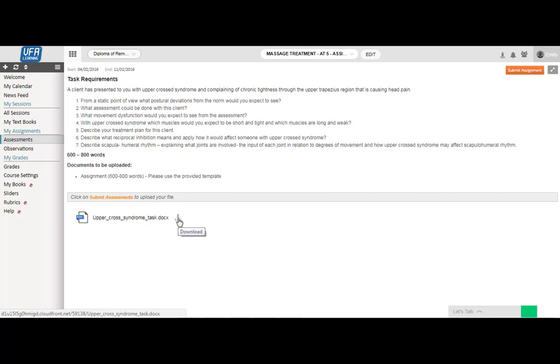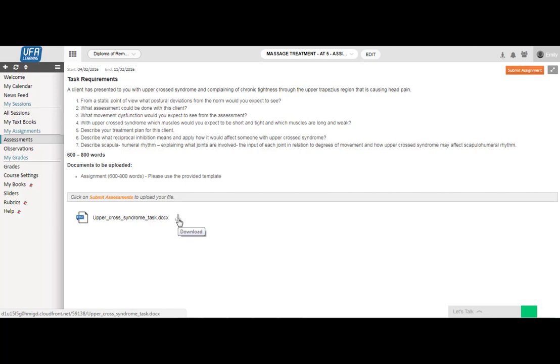Question 6, describe what reciprocal inhibition means and apply how it would affect somebody with upper cross syndrome. So you need to answer both parts of that question. And then for number 7, describe scapulohumeral rhythm. You need to make sure you're explaining what joints are involved in this, the inputs of each joint in relation to the degrees of movement, and how upper cross syndrome may affect that.